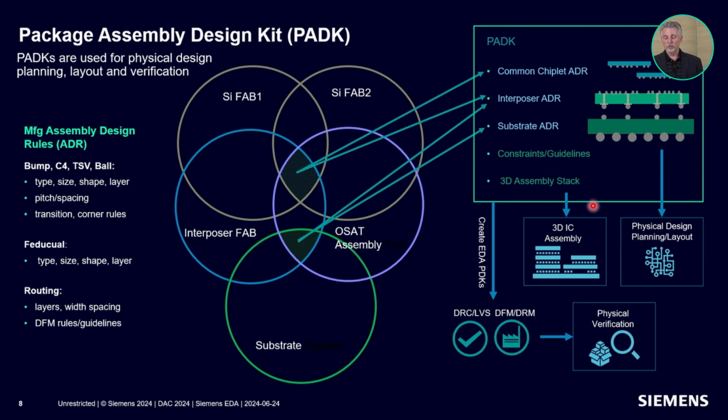So these are actually used in the assembly process. It's used for the physical design and verification of the different components, the chiplets, or at least the top-level pins and connectivity on the chiplets, the interposers and the substrates. And then this information could also be used to create the EDA-specific decks for doing the checks, the DRC and LVS checks and DFM or whatever. And then they would ultimately be used for the physical verification.